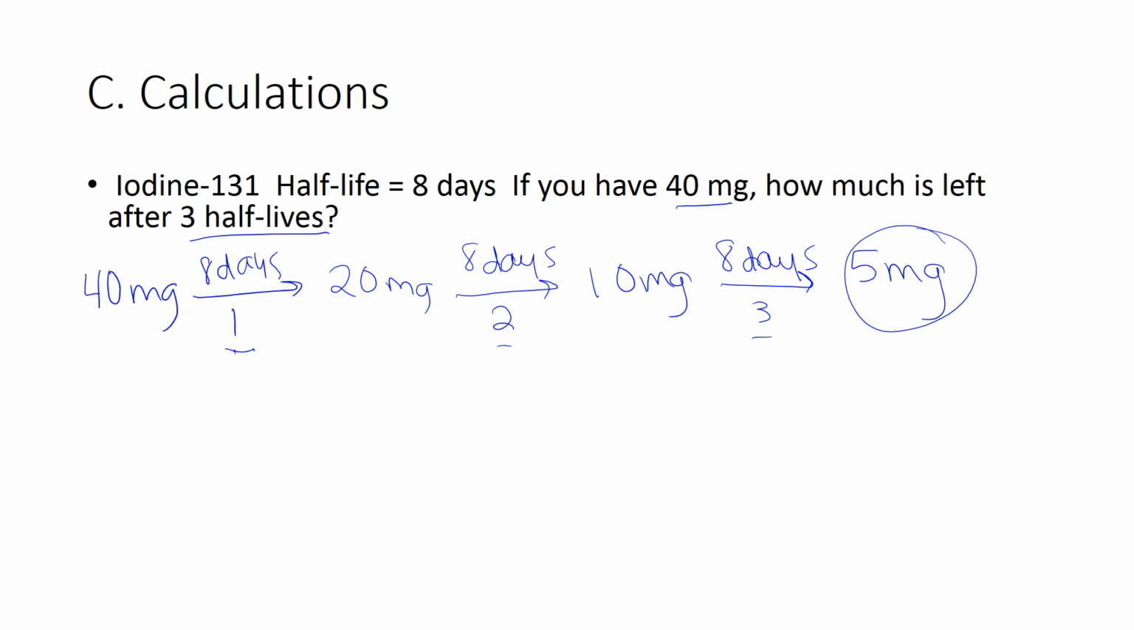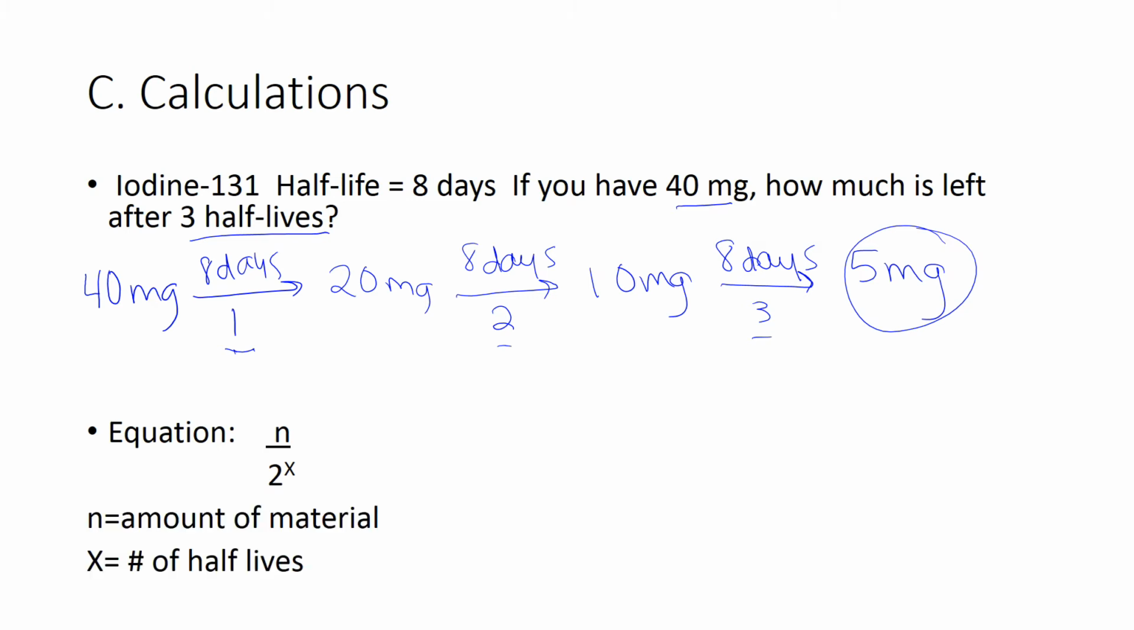And this is wonderful if you have the time to draw this out, if you have the space on your paper. If you don't, we have a handy-dandy equation that we can use, and that is n over 2 to the x, where n is the amount of material, so we know that this is our n, 40 milligrams, and x is the number of half-lives. So here we have our x, which is 3 half-lives. So all we have to do is fill in this equation.